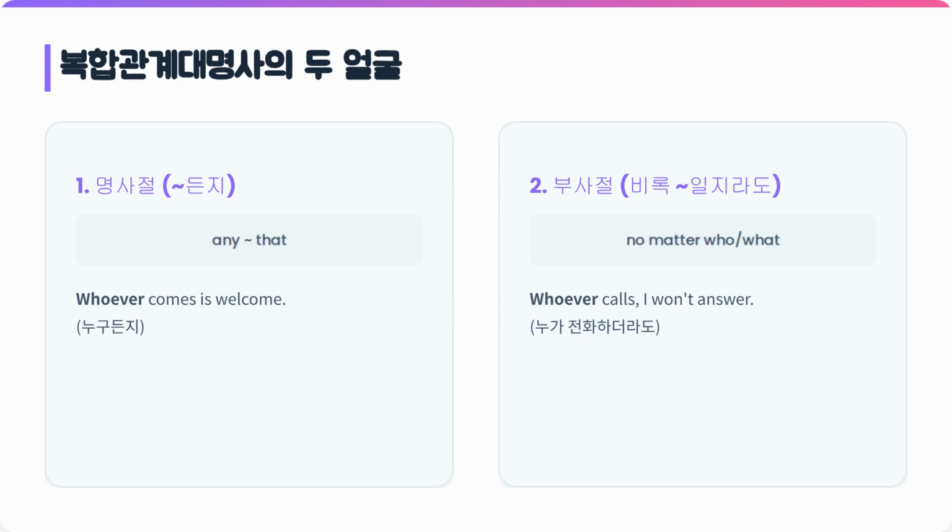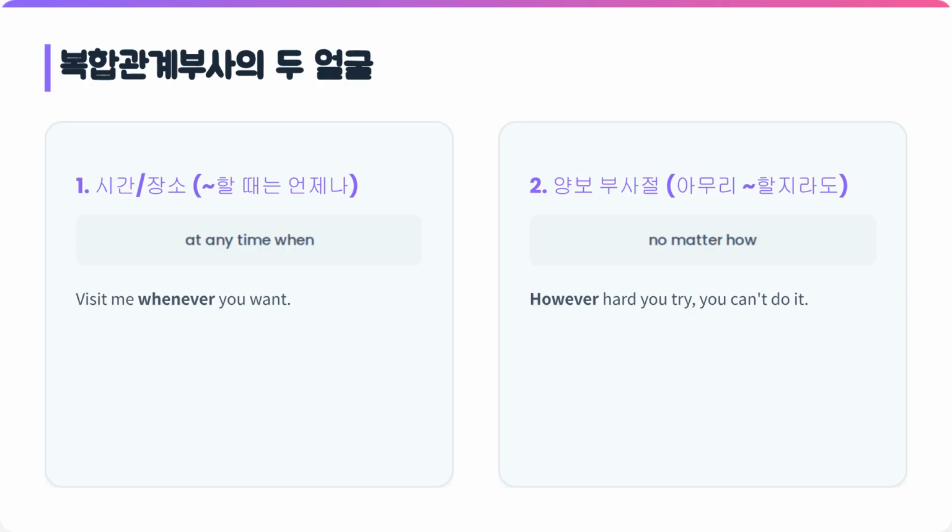Compound relative pronouns have 2 main functions. They can act as a noun clause meaning whoever or whatever, often replaceable with "any that." They can also act as an adverb clause meaning "no matter who/what," expressing concession, or "even if."